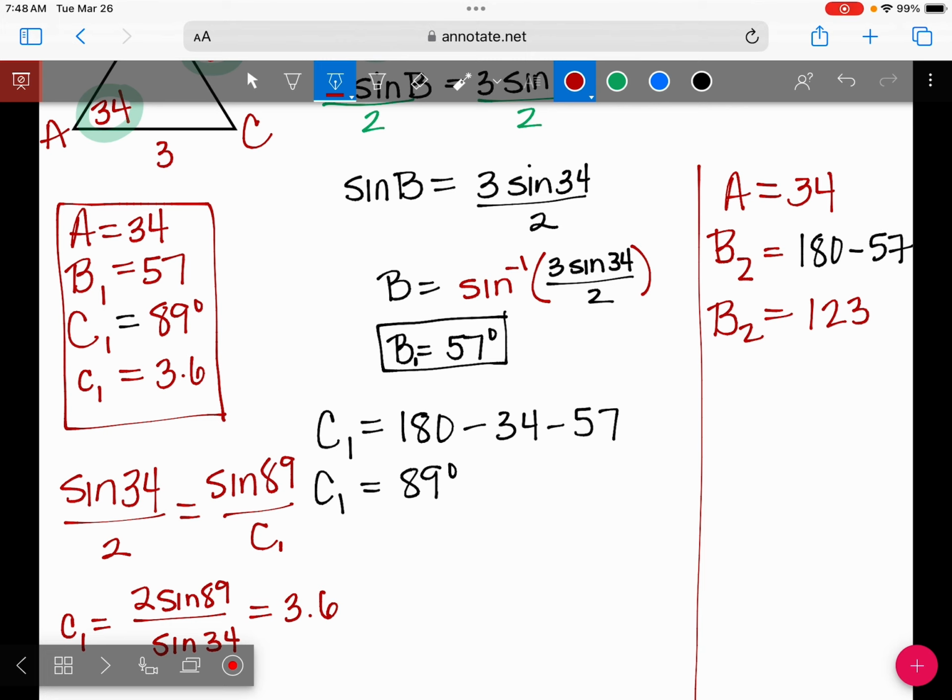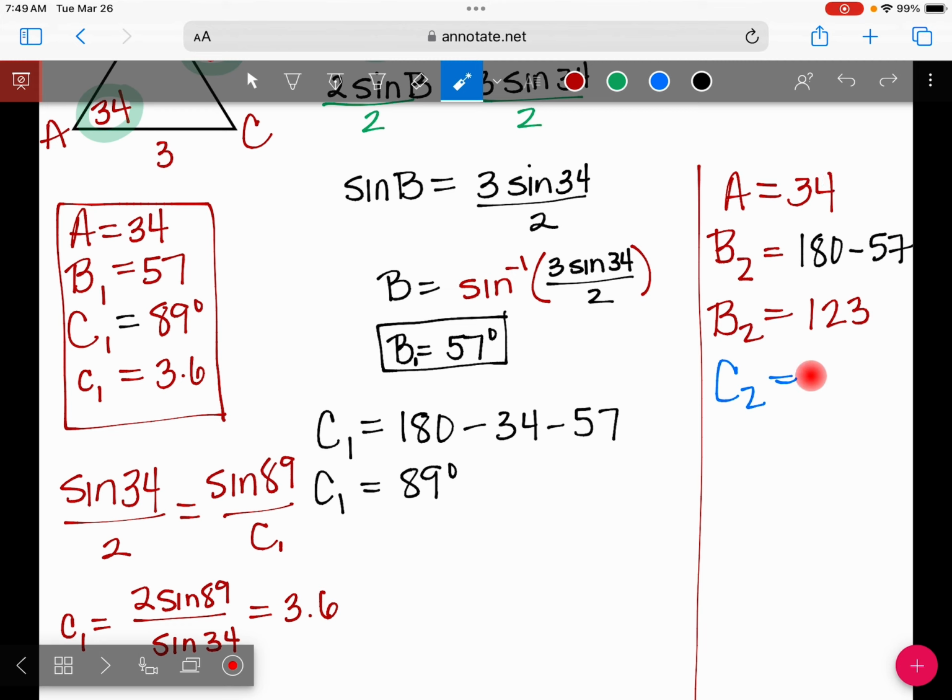Now, the way you'll know if you have a second triangle is if there's enough left over to form a third angle. So, is it possible for me to have a C2? In other words, if these two numbers are greater than 180 already, that means we can't form a second triangle, right? Because the triangle sum has to be less than 180. But are these two numbers added together greater than 180? Is 123 and 34 greater than 180?